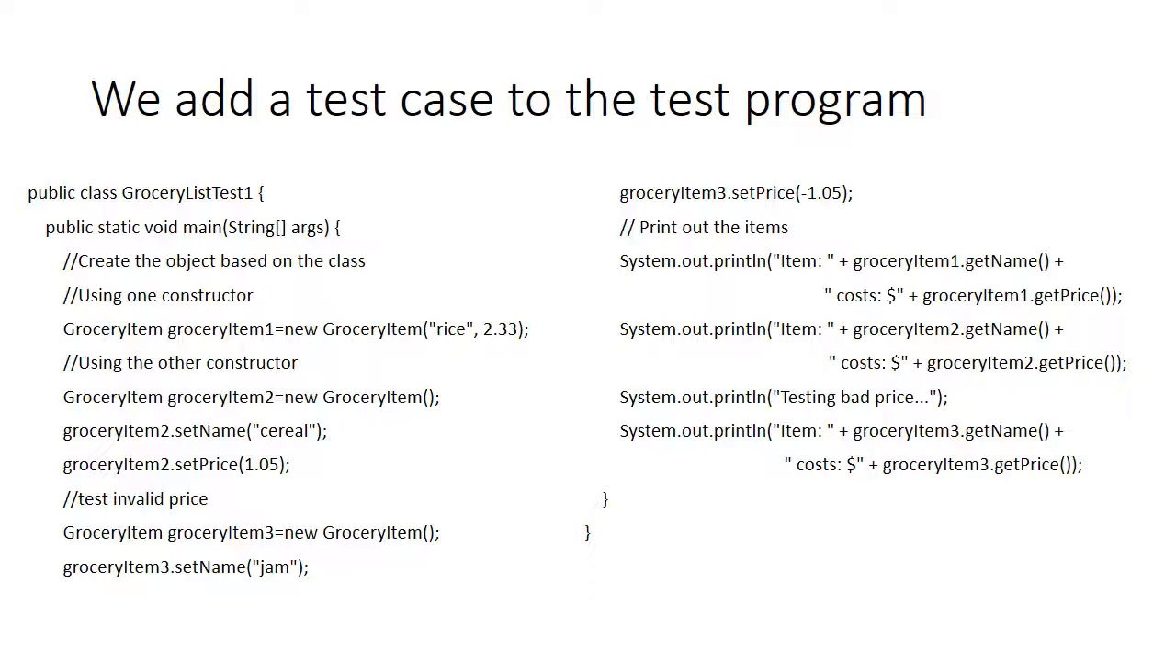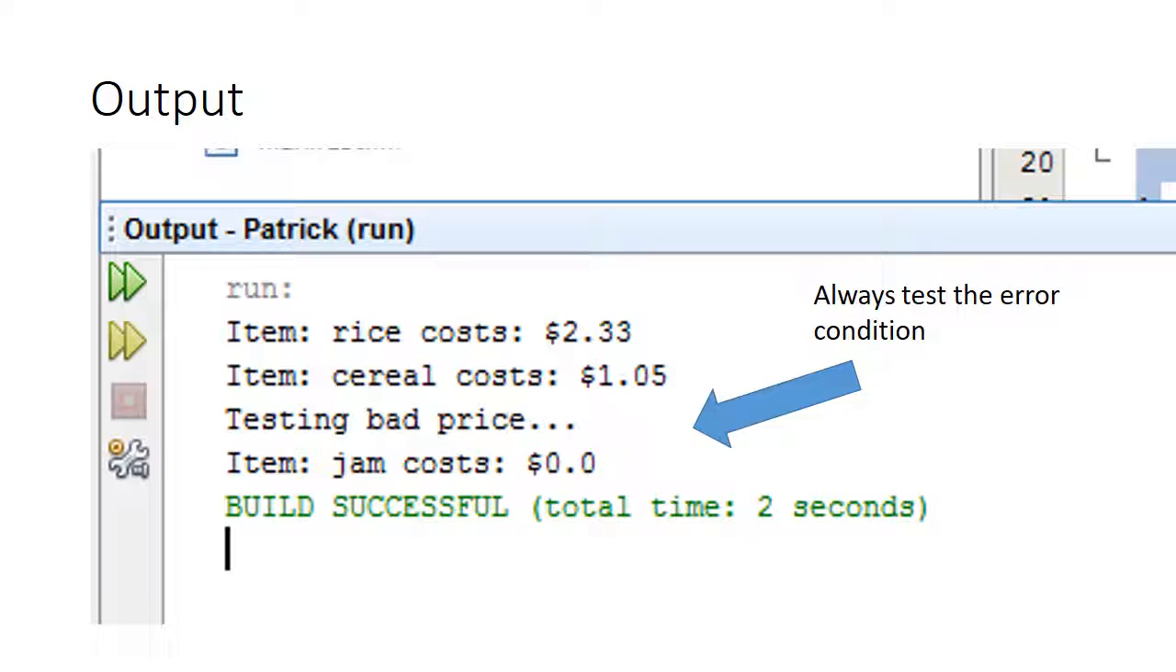Because we've incorporated some basic error checking to the setter method, setPrice, also called a mutator, we want to change the program and add a test case to test the program. The very last test case is going to set a negative price and see what happens. We always want a test case that tests for the error condition.